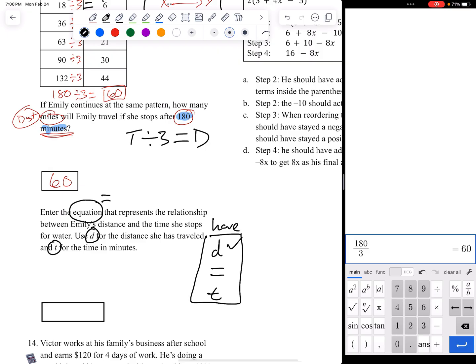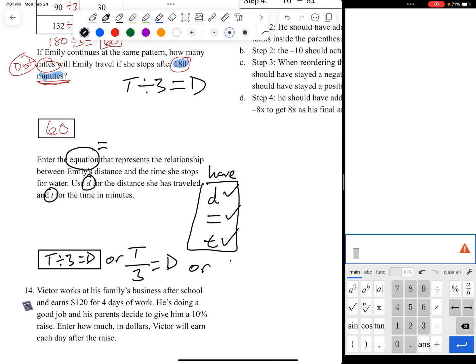So do I have what I need for my equation? Do I have D? Yes. Do I have an equal sign? Yes. Do I have T? Yes. And in this case, I also got a number right there. So you could have said, depending on your keyboard, t divided by 3 equals d. Or you could have said, because there's a fraction button usually on your keyboard, t over 3 equals d.